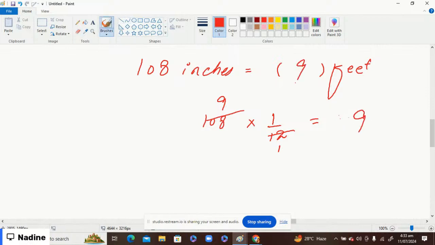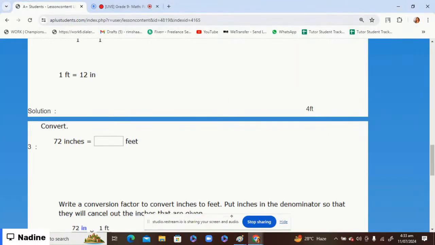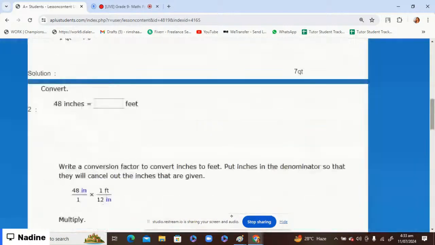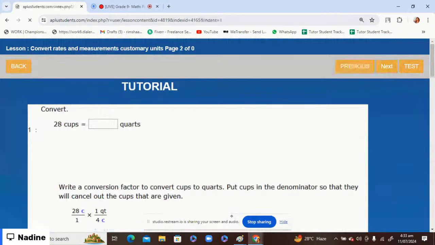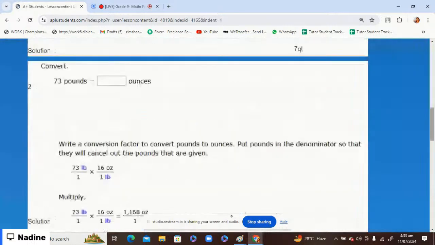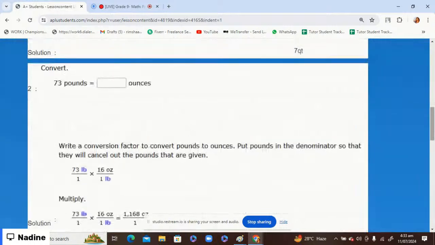How many feet in those inches? 9 feet in these inches, okay? Just multiplying with 1 by 12. So it's again quarters, like 1 by 4. Yeah, now look, this one is different.